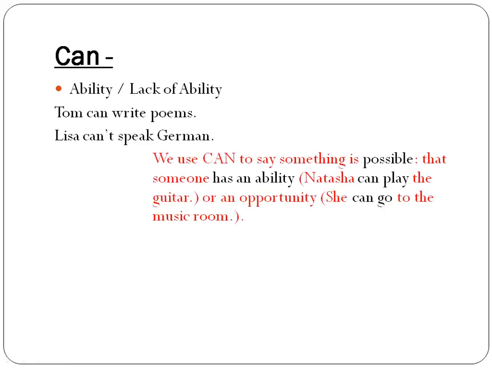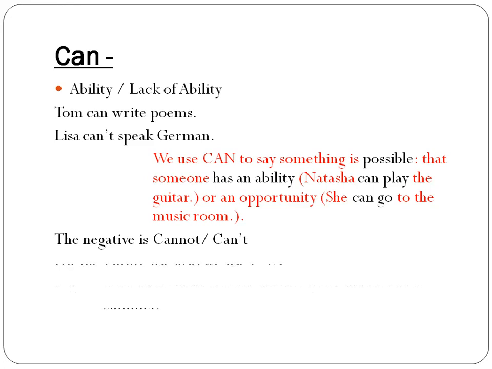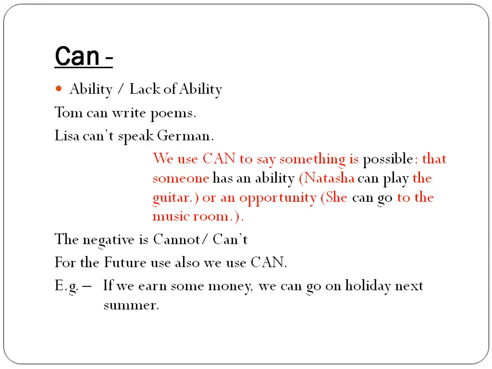So we can say that can is used to say something that is possible or that someone has an ability or an opportunity. Quickly look at the examples. The negative of can is cannot or can't, which shows the inability. In the second example, you can see that Lisa can't speak German is a perfect example of a negative verb. In future also, we can use can. The example is, if we earn some money, we can go on holiday next summer.